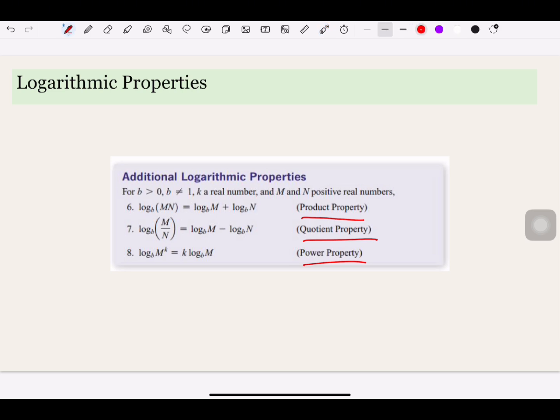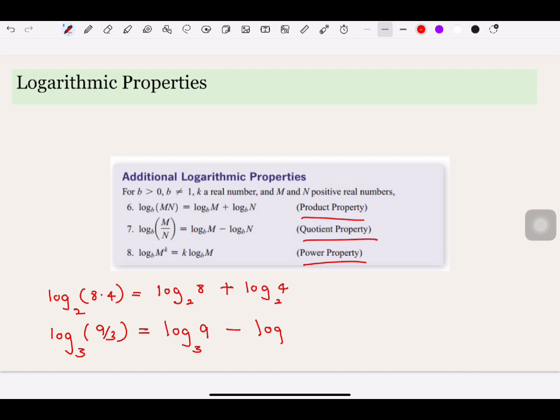For example, let's say you're looking at the logarithm of 8 multiplied by 4 with base 2. You can expand this and write it as a sum: log base 2 of 8 plus log base 2 of 4. Here we have applied the product property. Now let's go to the quotient property. The quotient property tells us the log of a fraction becomes the difference of the logs. You can think of this as division becomes subtraction. For example, let's say you are looking at log of 9 over 3 with base 3. You can rewrite this as log base 3 of 9 minus log base 3 of 3.